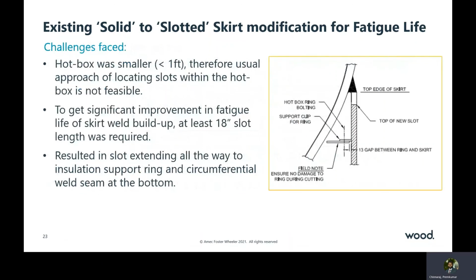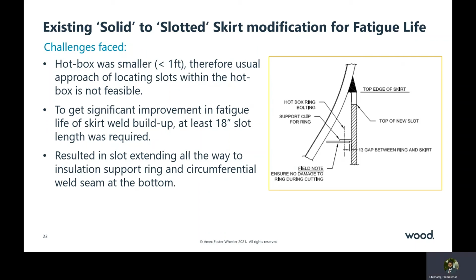Therefore, updated transient thermal profiles collected from the coke drum TIs were used as the basis for this slotted skirt design. For this particular skirt, to achieve considerable improvement in fatigue life, at least an 18-inch slot length was required. However, the usual approach of locating the slots within the hotbox was not feasible because the existing hotbox length was less than 1 foot. Prior to slot cutting, the crack mapping for the entire 360 degrees at the skirt weld buildup and knuckle portion of the weld buildup was done.